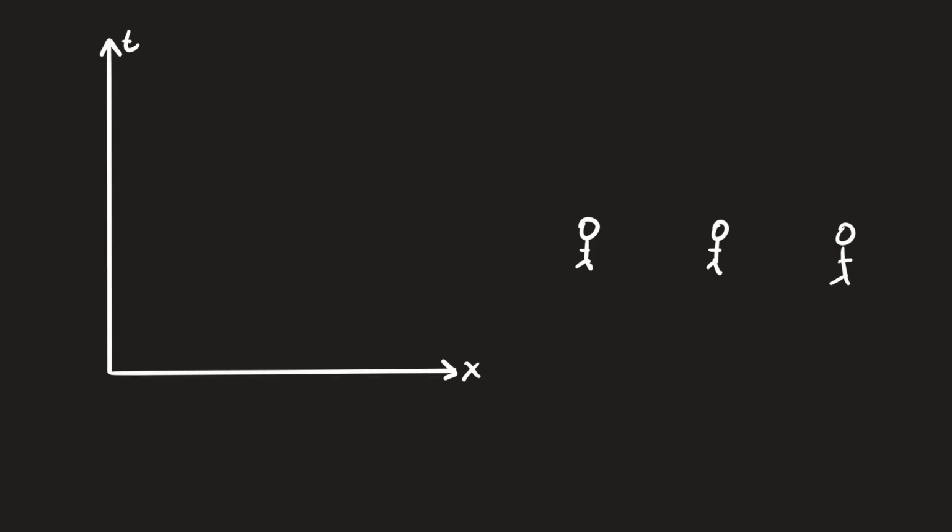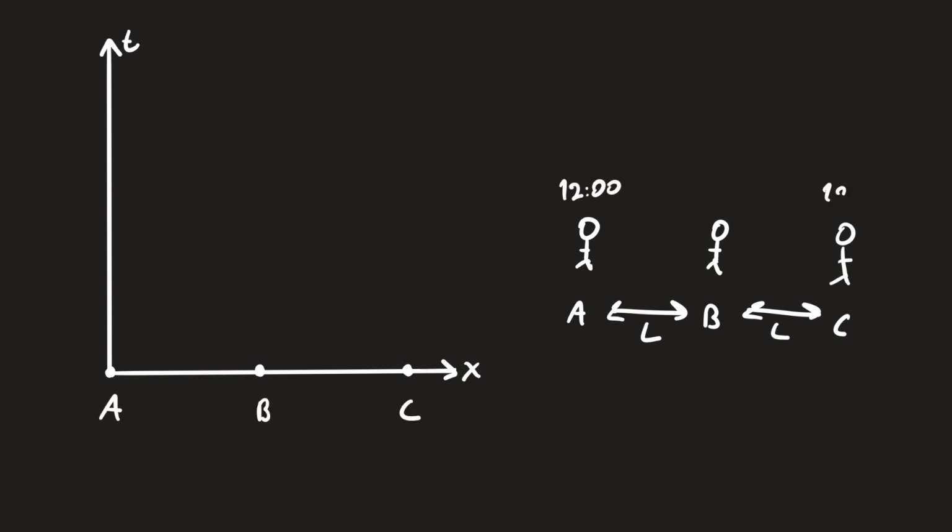We will need 3 friends, Alice, Bob, and Charlie. Let's first have them stand a distance L away from each other. To test whether their watches are synchronized, they agree to wait until their watches hit 12 noon and then send light pulses towards Bob, and let's say that this picture represents t equals 0.